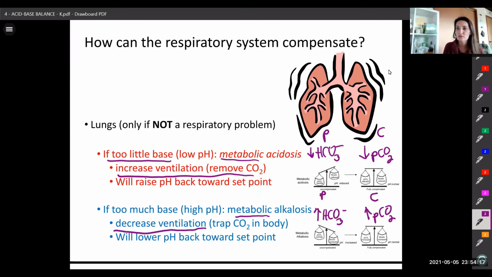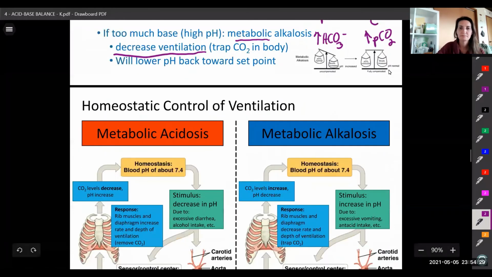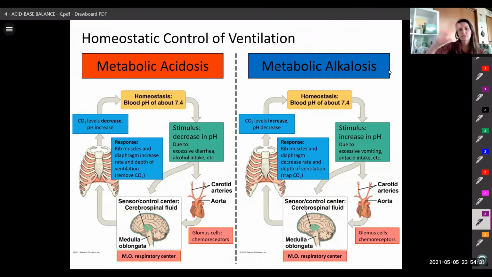And here we see a decrease in the rate and depth of ventilation to trap more CO2. Cells are producing CO2, right? We would generally be releasing that CO2, but decreasing rate and depth of ventilation means we're trapping more within the body as it's being produced. And here I just have that information set up as a negative feedback loop in each case, so we can see how pH is maintained, with a few examples here for metabolic acidosis and alkalosis.